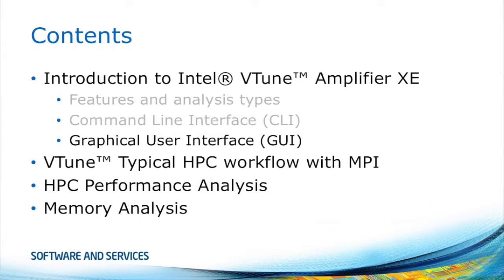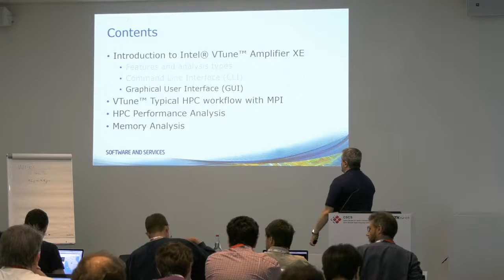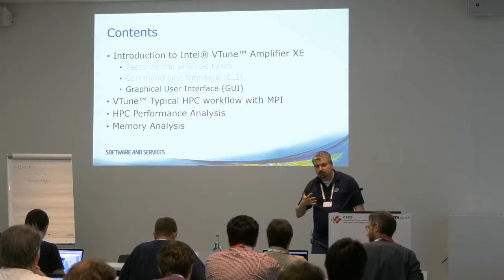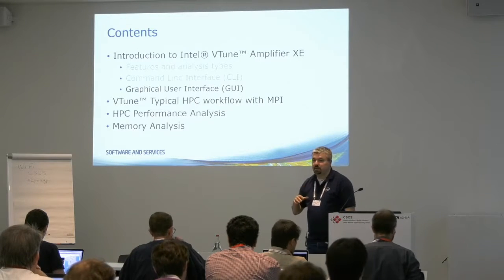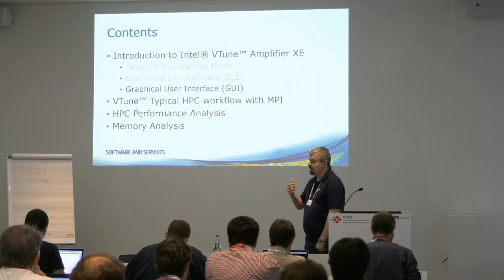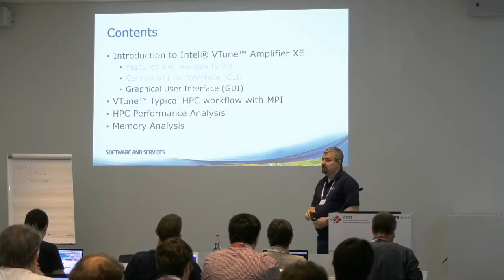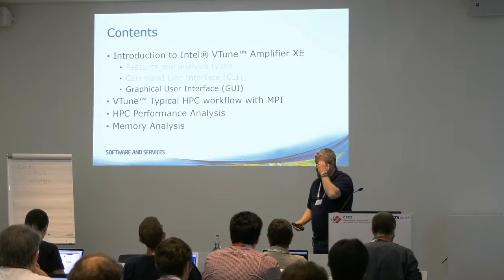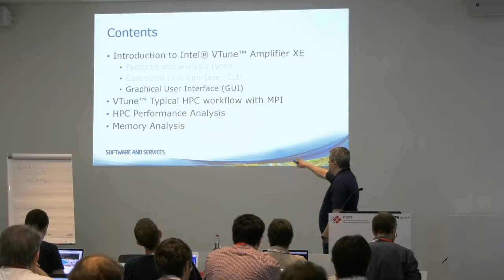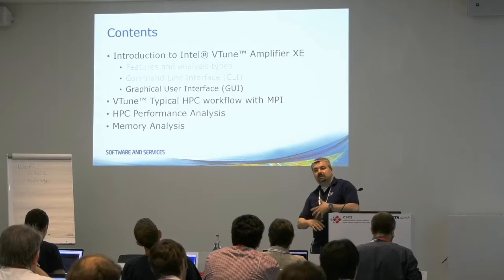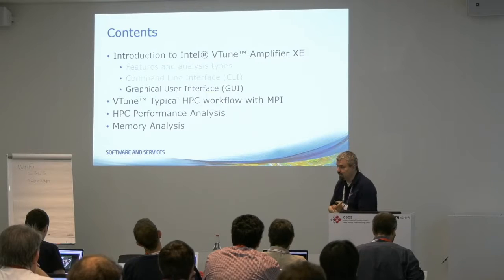Okay, so I'm going to focus on the user interface. There will be a little bit of command line though. And then we will talk about how you can use VTune in a typical performance run together with MPI, and we will also do OpenMP analysis. And then I will talk about two analysis types, the HPC performance analysis and the memory analysis, that are particularly helpful for a machine like KNL.